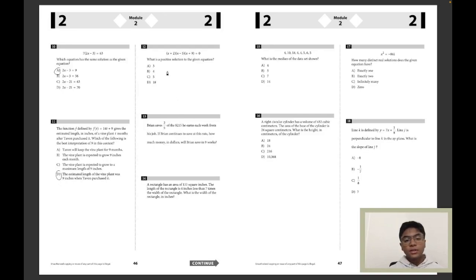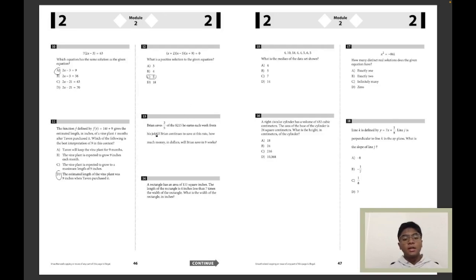What is a positive solution to the given equation? So here, again, these are factors, right? So if I set each factor equal to 0, I can find all the solutions. If x plus 2 is equal to 0, x is equal to negative 2. That's a negative solution. If x minus 5 is equal to 0, then x is equal to 5. That's a positive solution, so that's our answer. But we can look at the third solution as well. If x plus 9 is equal to 0, then x is equal to negative 9. That's a negative solution. So the answer should be C.